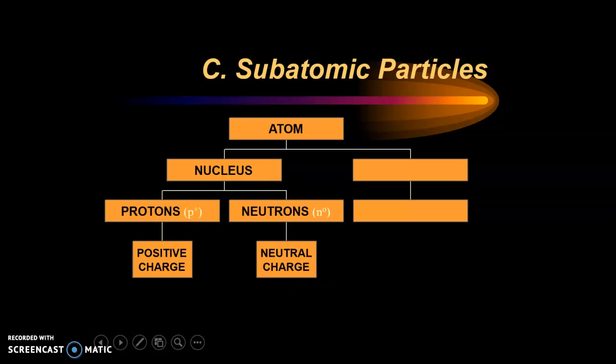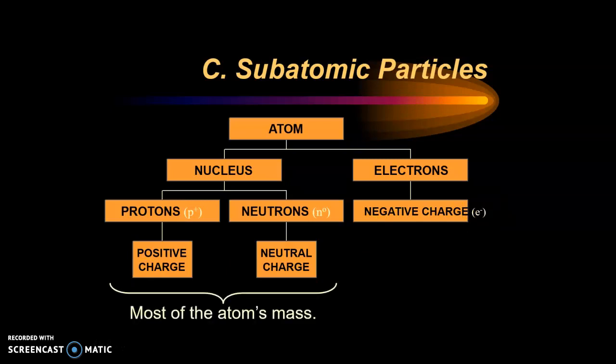On the outside of the nucleus, we have electrons, and electrons have negative charge. A lot of times you'll see them written with this E with this negative sign that represents an electron that is negatively charged. Now, for an atom, when we're talking about its mass, most of the atomic mass is coming from the number of protons and neutrons inside the nucleus. So, where the atom gets most of its weight, or its mass, is from the nucleus comprised of protons and neutrons.